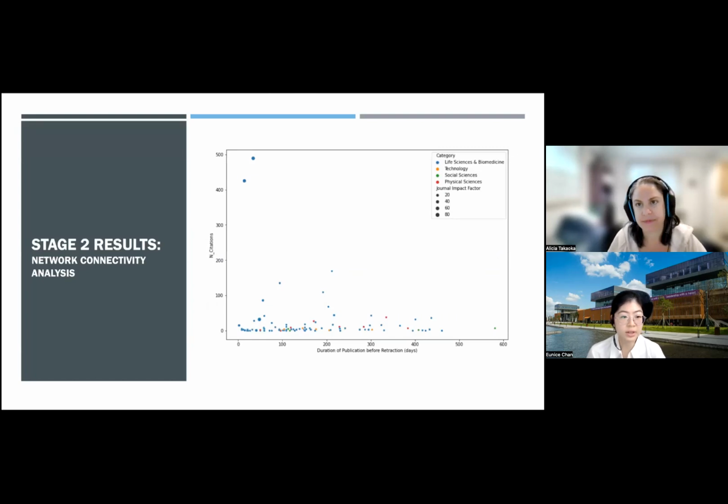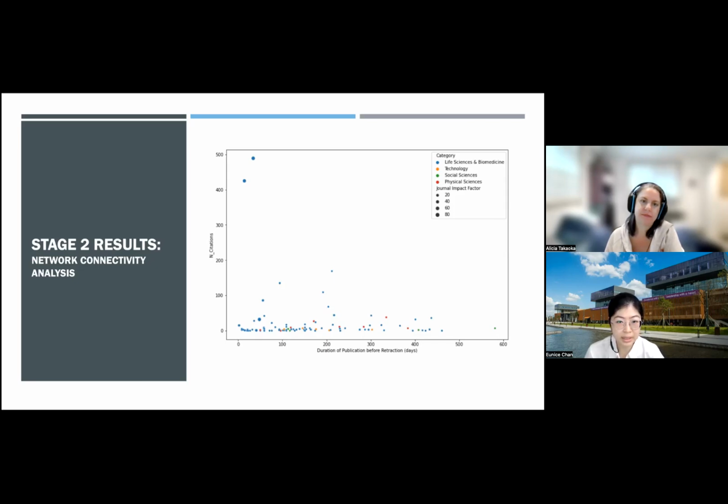So now let's move on to stage 2 results, which is the network connectivity analysis. What we first wanted to look at is whether there is a relationship between journal impact factor, the duration of publication before the retraction, and the number of citations. Because essentially what we're looking at in this case are the primary citations. So what we did was we went through PubMed, because PubMed also has all of the citations, and we scraped all the citations along with their metadata, and we then linked them up together.